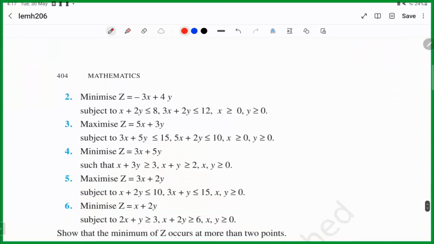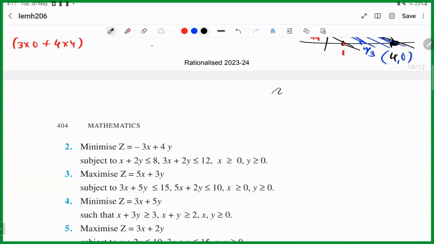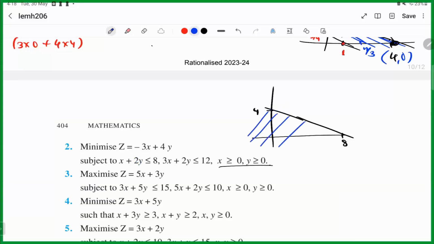Okay, minimize this one. Here we again have the first quadrant. x plus 2y less than 8. So x is 8, y is 4. So the line looks like that. That's a constraint, again less than. Note that when I say less than, it clearly is like this. I just don't want to denote it all the time because it's very messy.